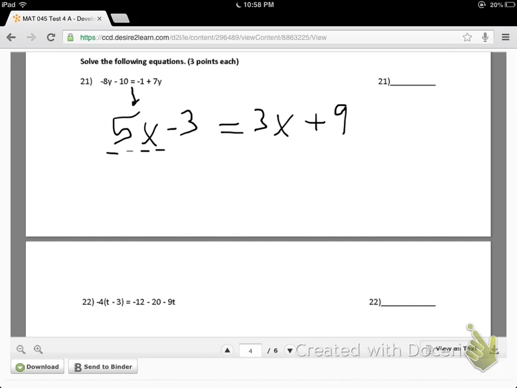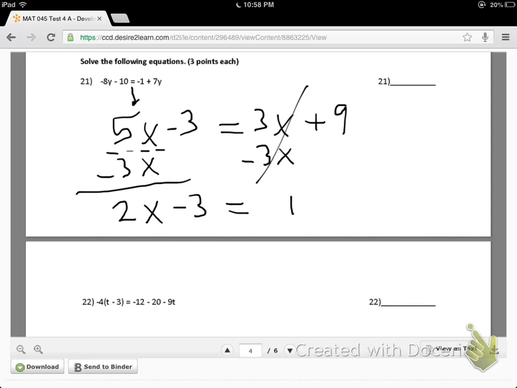So how do you get rid of a positive 3x? You subtract 3x, and it's gone. If I do that to the right, I need to do it to the left. What's 5x take away 3x? It's 2x. I still have the negative 3 on the left, I still have the positive 9 on the right. Great, I've got the x's there.